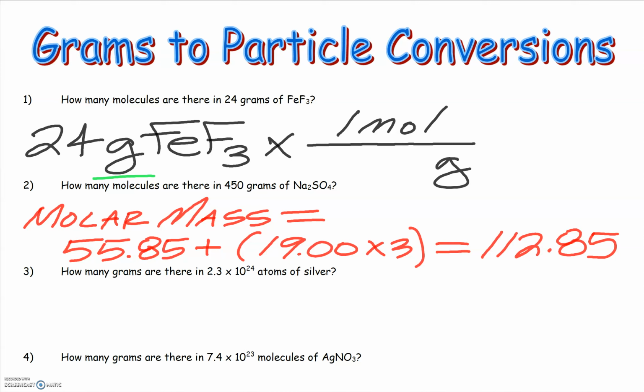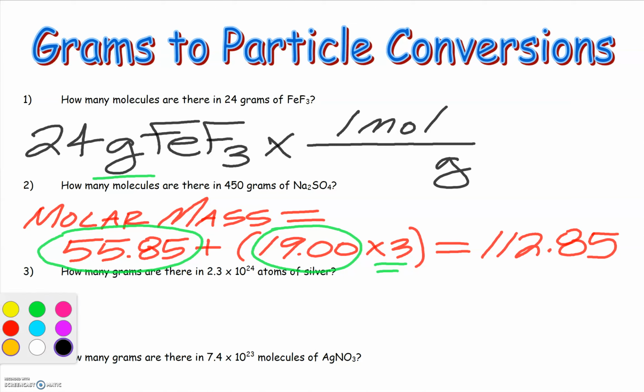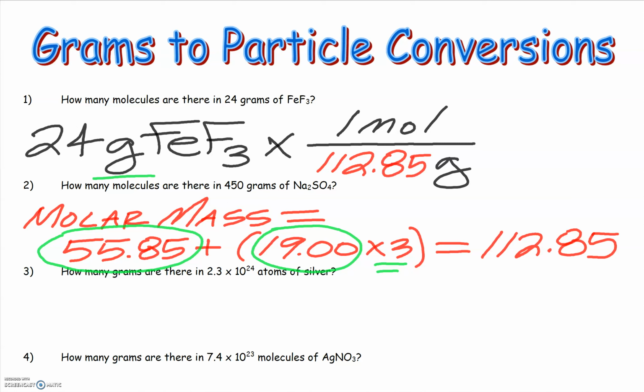Okay, to save time, I went through and I wrote out molar mass and what it equals. And so here's the iron, the 55.85. There's only one of those. And then here's the fluorine, 19. And I multiplied that by 3 because there's 3 of them, and I got 112.85. So that's going to go up here into this spot right in front of grams at 112.85. Every time that you are going to do a conversion with grams, that number is going to come from the periodic table.